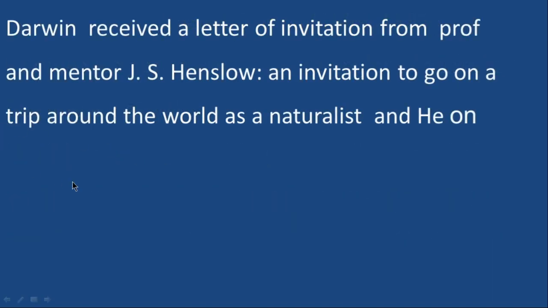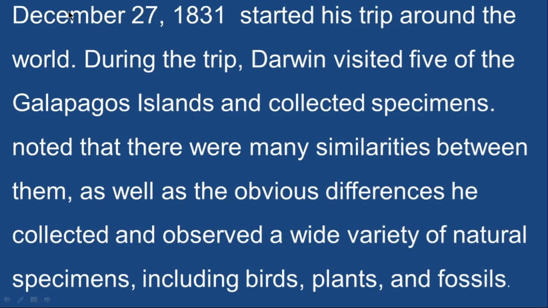Before doing his actual experiment and traveling to his experimental area, Charles Darwin received a letter of invitation from his mentor, Professor J.S. Henslow from Cambridge University, inviting him to go on a trip around the world as a naturalist, and he went. So he received an invitation letter to discover the world and natural phenomena. Then on December 27, 1831, he started his trip around the world.